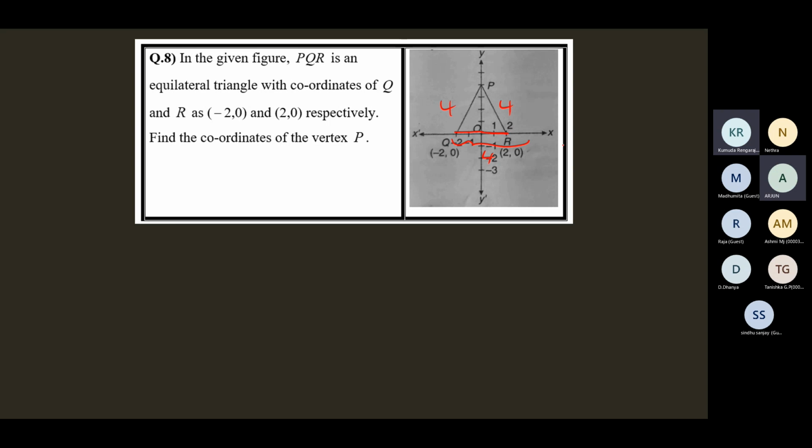Now the question is to find the coordinates of the vertex P. So how will we find P? What is OP? It's the altitude. Formula √3/2 into side. Side is 4 units. 2√3. So what will be the coordinates of P? 0, 2√3, because P is on the y-axis.